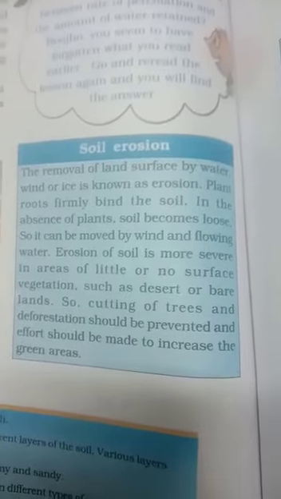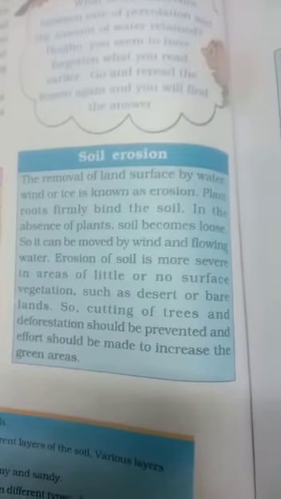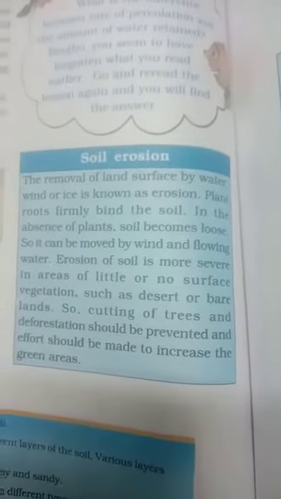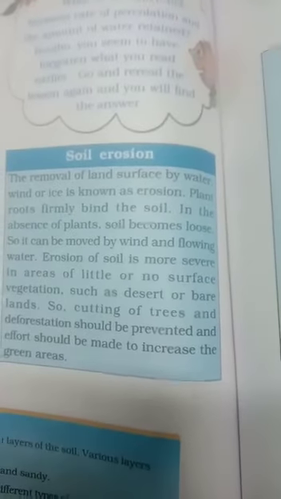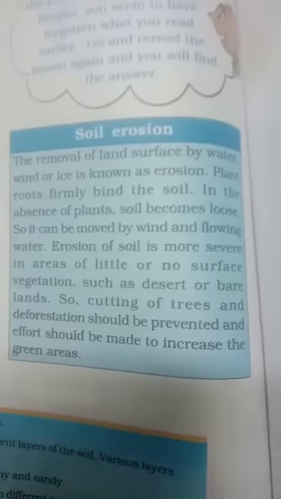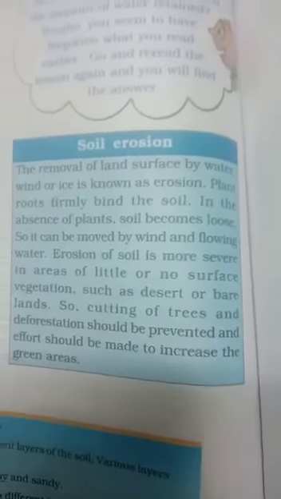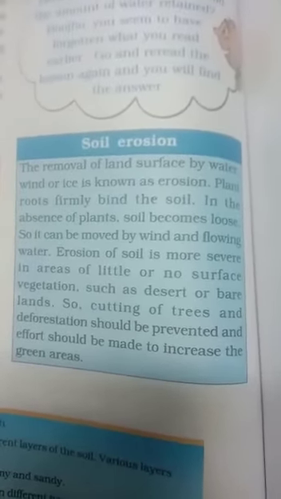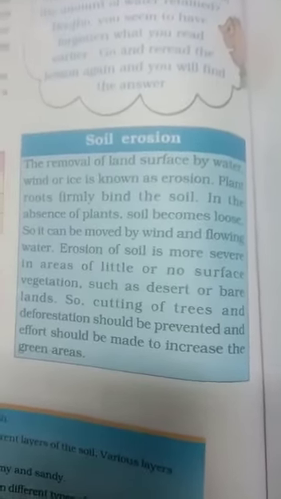So cutting of trees and deforestation should be prevented, and efforts should be made to increase the green areas. How will you reduce soil erosion? First, control deforestation. Deforestation means cutting down trees over a large area of land; you should prevent that first. Then plant more trees, so then only we will prevent soil erosion.